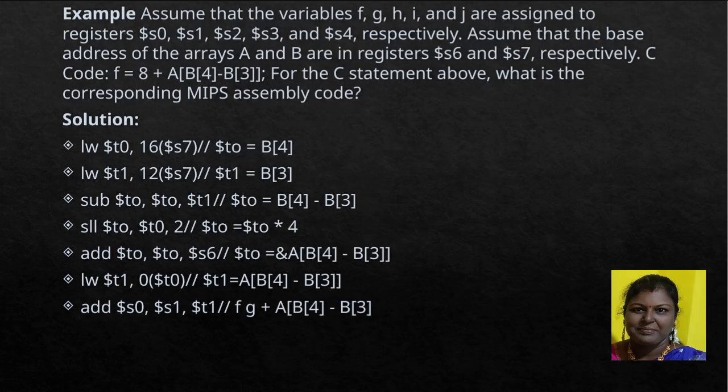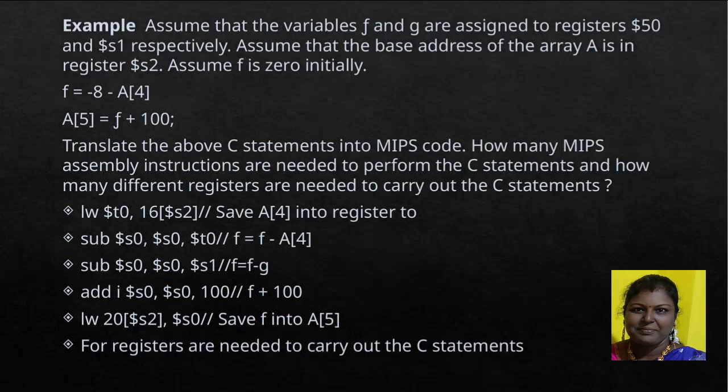Let's break down how to translate these C statements into MIPS assembly code. We start by loading the value of A4 from memory into a temporary register. Then, we subtract that value from F. Next, we subtract G from F as well. After that, we add 100 to F. Finally, we store the updated value of F back into A5. To complete these operations, we need 4 registers in total. This example shows how careful register use maps high-level code to low-level instructions.